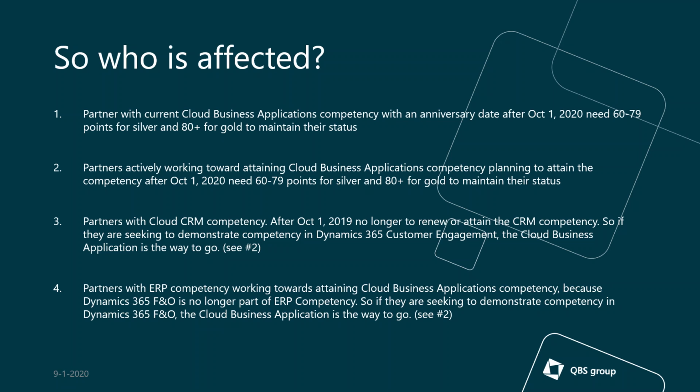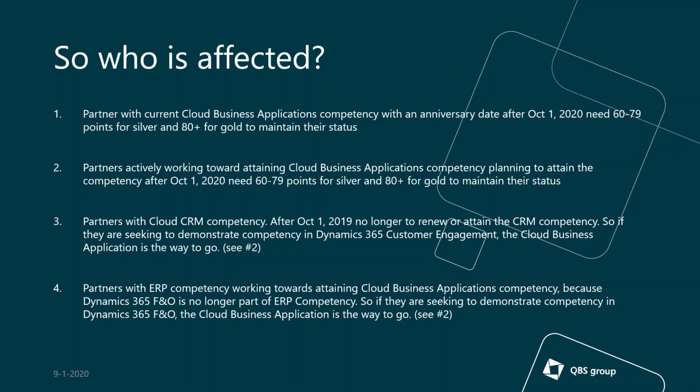Then number 3, partners with a cloud CRM competency. It is a little bit different, because after October 1st last year, it was no longer possible to renew or attain the CRM competency. So if you would like to demonstrate your competency on Dynamics 365 customer engagement, for example, you need to do the cloud business application, because customer engagement is now part of that competency. So for you, number 2 applies. You have to gather 60 to 79 points for your silver status or 80 plus for the gold status. But once again, I will come back to that later.